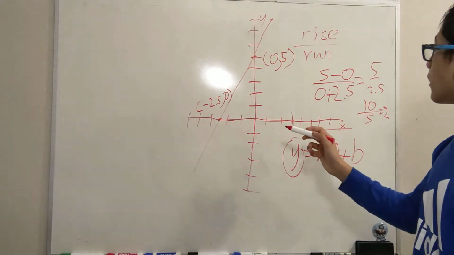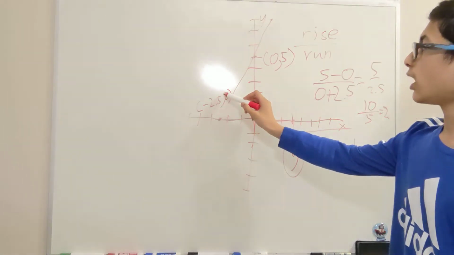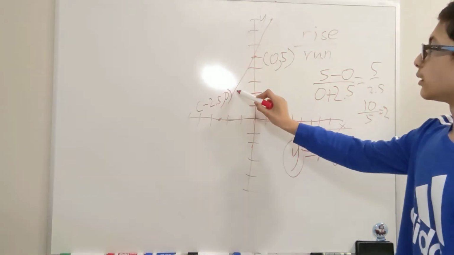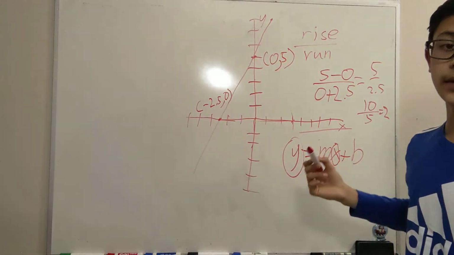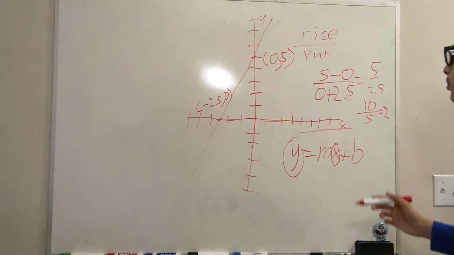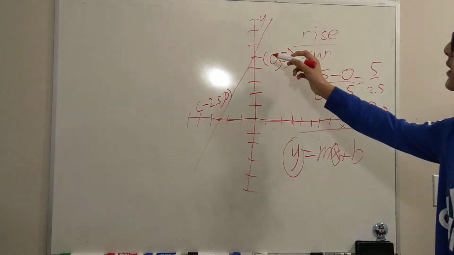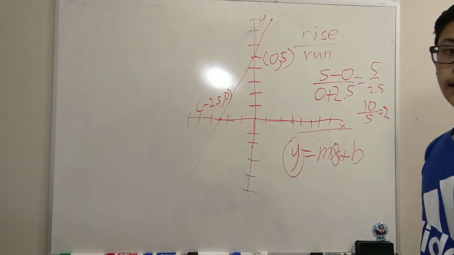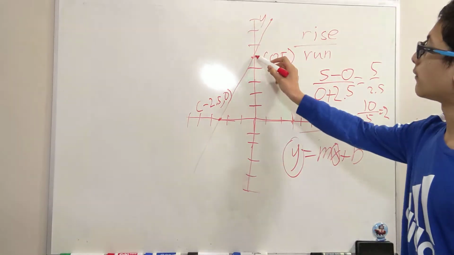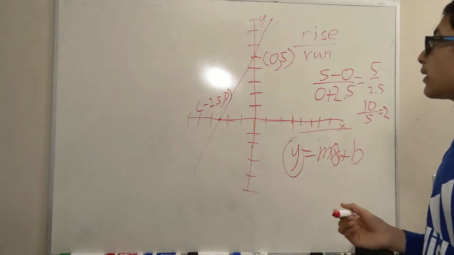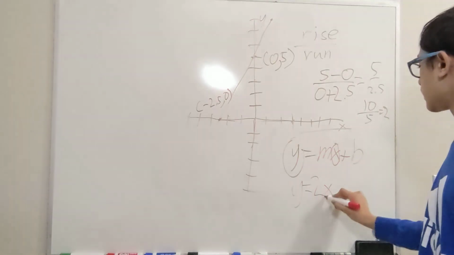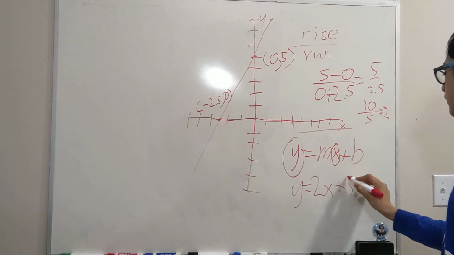It means for every 2 we go up, we go that way 1. We go up 2, go that way 1. Go up 2, go that way 1. And you'll see we can find every point on the line this way. So that's what m is. But what's b? B, basically, you see it intersects with the y-axis here. B is basically how far up that is. So 1, 2, 3, 4, 5. B here is basically 5. So here, y equals 2x plus 5.